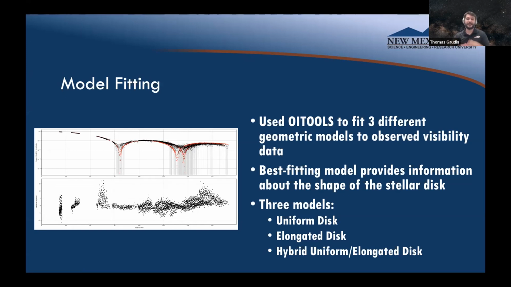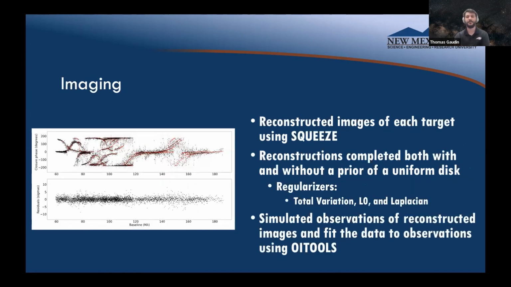We expect that the uniform disk would fit best to a star that's underfilling its Roche lobe and is very circular. The elongated disk was chosen to mimic that teardrop shape of a Roche lobe overflow star. And then the hybrid elongated disk model was created to fill the in-between space: a star that has asymmetric surface features, but might not be filling the Roche lobe completely.